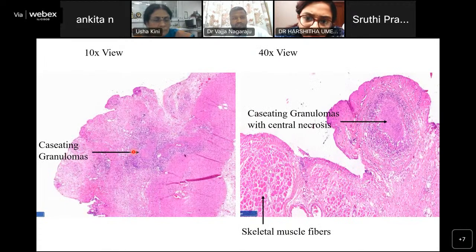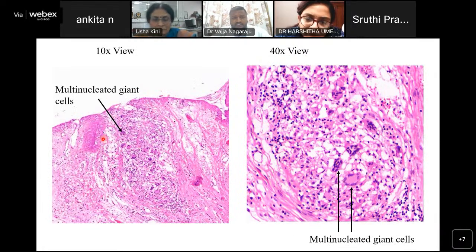And this is the picture showing the caseating granulomas. The higher magnification is showing the caseating granulomas with central necrosis. The arrow is showing the skeletal muscle fiber, that's why I'm thinking of the anal sphincter. In this picture, the 10x view is showing the multinucleated giant cells. In the 40x view, this is the picture showing the multinucleated giant cells in the form of foreign body giant cells. And these are the Langerhans giant cells seen in the necrotic area.